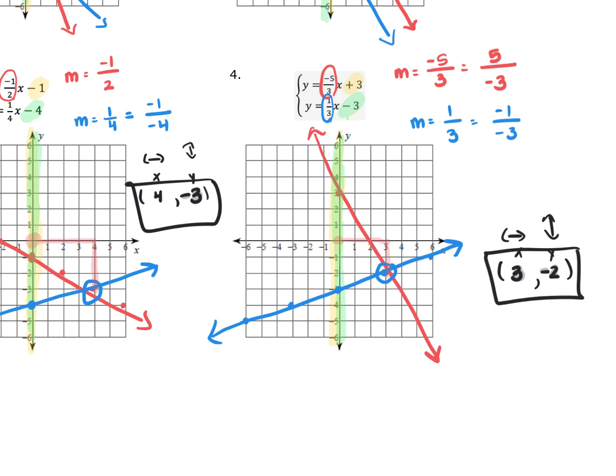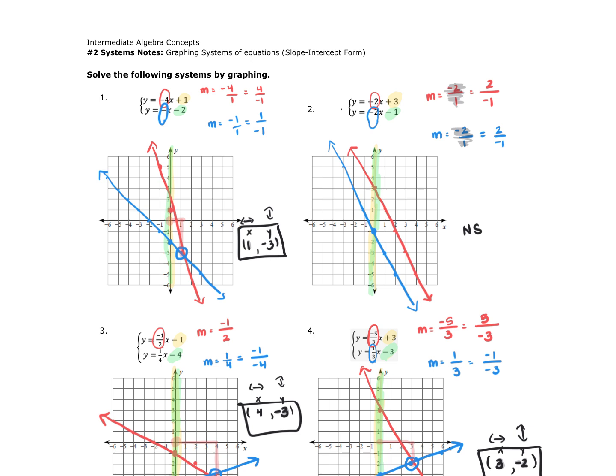All right, you have everything you need to complete notes number 2, which, the title says, System Notes: Graphing Systems of Equations in Slope-Intercept Form. So you are all set to get started.